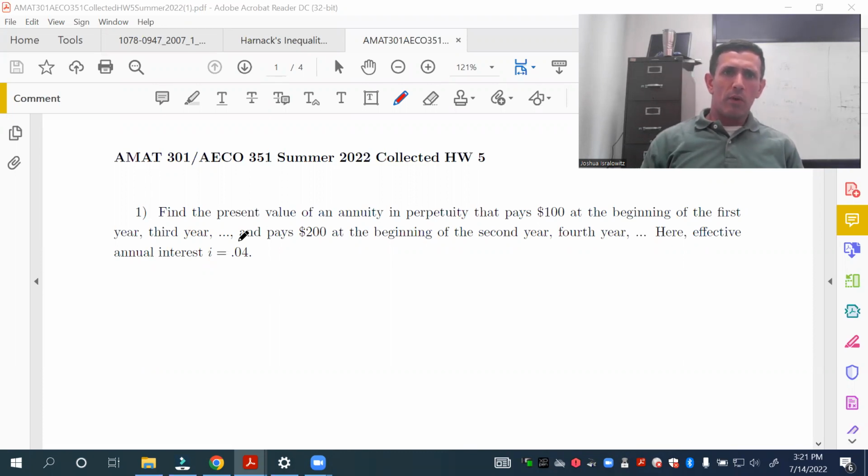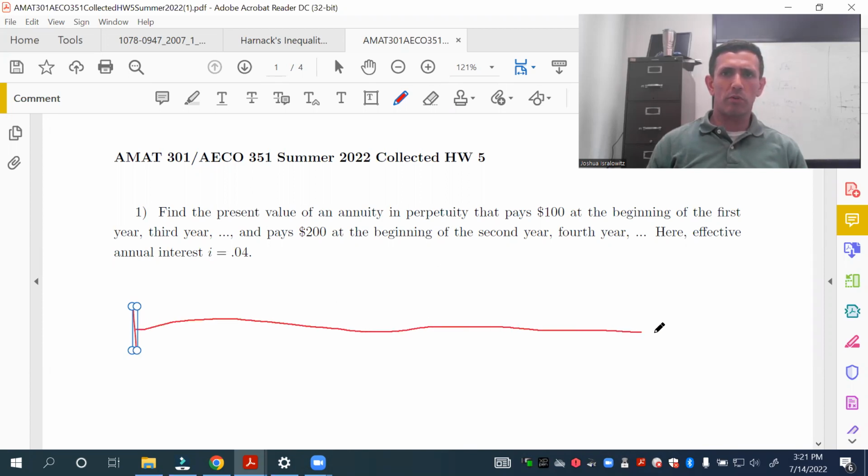So we have an annuity in perpetuity. Someone asked me, well, when does that end? Well, the point is perpetuity means it keeps going and going and going. It pays 100 at the beginning of the first year, third year, et cetera, and 200 at the beginning of the second year, fourth year, et cetera. Interest is 4%. So draw a time diagram.